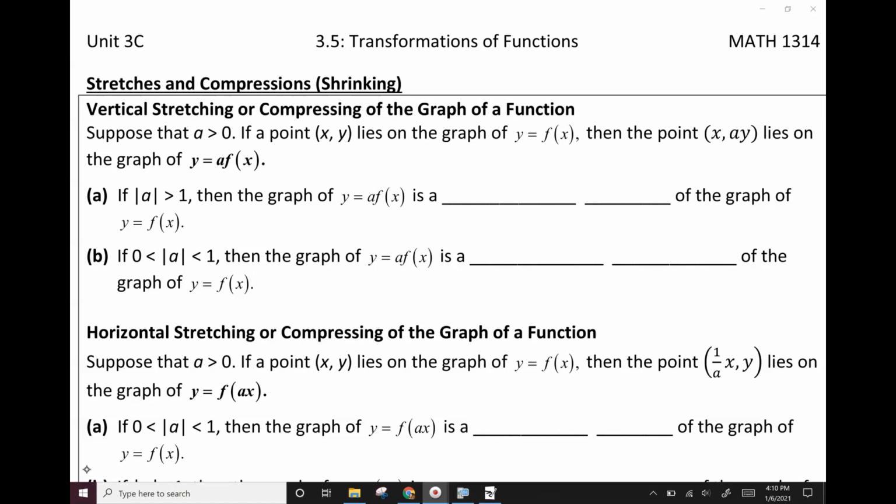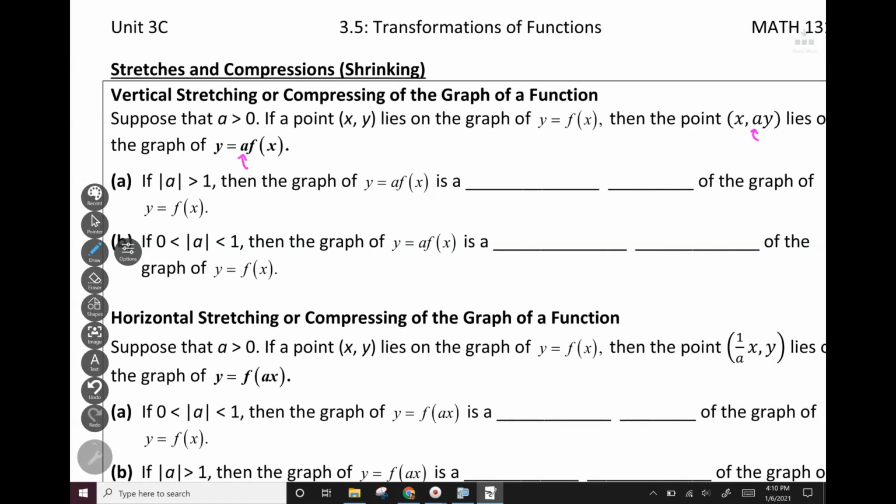Suppose that a is greater than 0, so a is a positive number. If a point (x, y) lies on the graph of y equals f of x, then the point (x, ay) lies on the graph of a times f of x. So what they're saying is if you multiply that number times the whole function, then you're multiplying that y value. Well, we know that f of x is just another name for y, so that makes sense that you are multiplying the y value by a. And that's how the graph changes.